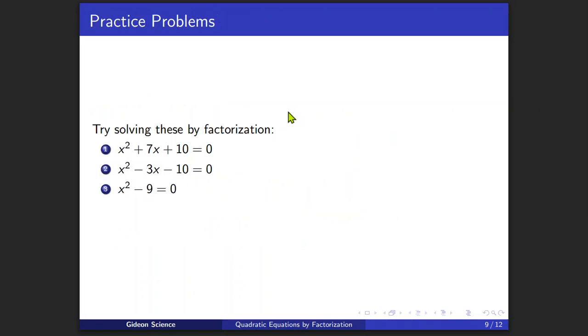So these are practice problems for you. Try solving this by factorization. So we have three problems here. x squared plus 7x plus 10 equals 0. And we also have these. x squared minus 3x minus 10 equals 0. We also have x squared minus 9 equals 0.